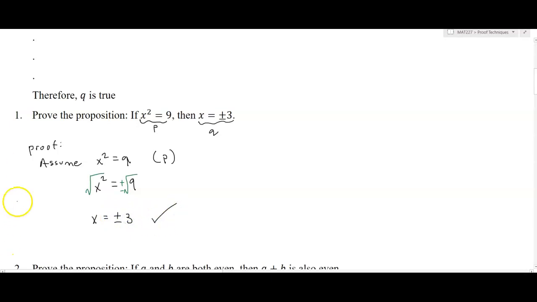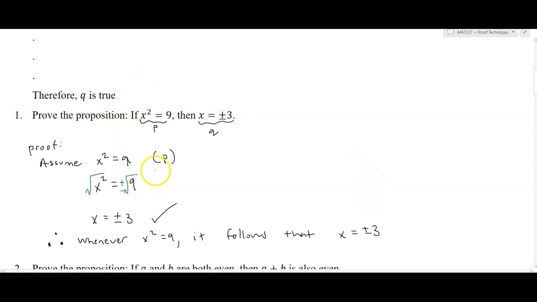We basically said therefore, and you can write it like this if you'd like. Therefore, whenever x squared is equal to 9, it follows that x equals plus or minus 3. And that is basically how you conduct a proof.